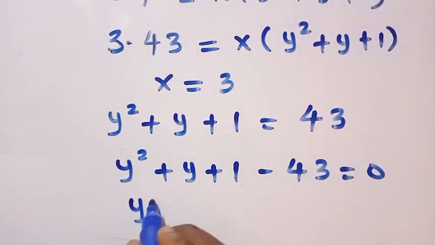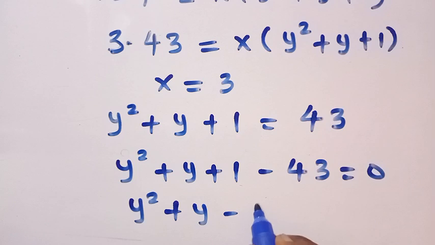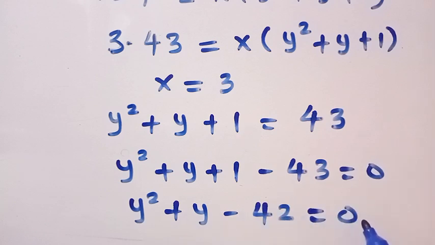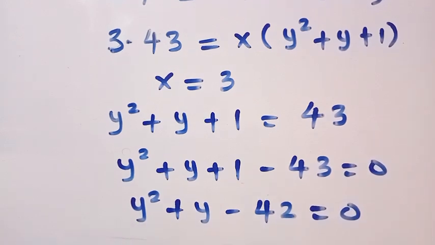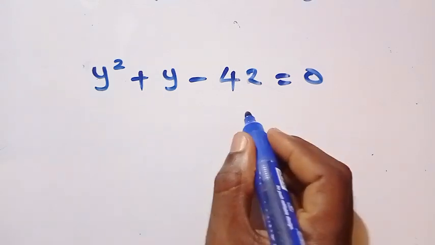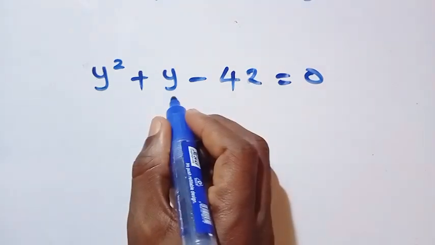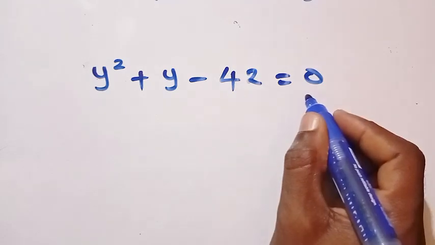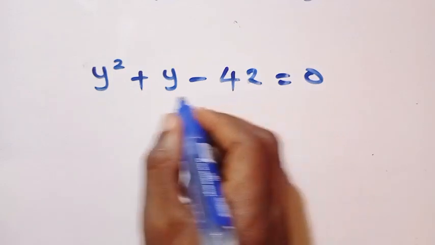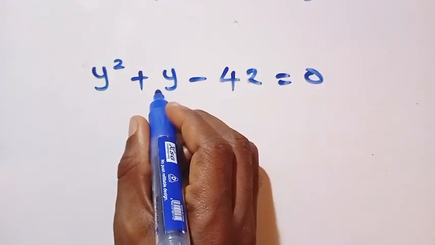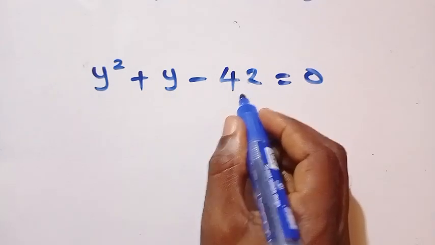Then let's subtract 1 and 43. We are given y squared plus y minus 42 equals 0. And it looks like we got a quadratic equation, and we can now try and solve this to obtain the roots. Then we try and factorize this one out. Here we have y squared plus y minus 42 equals 0. So here is the sum and here is the product. We look for two numbers whose sum will be 1 and whose product will be minus 42.